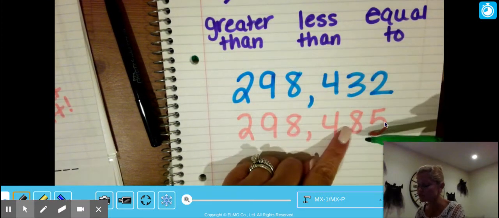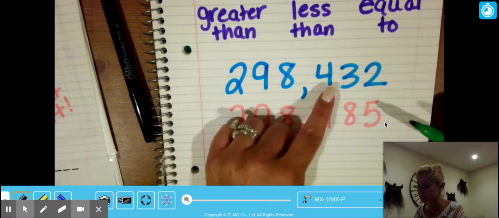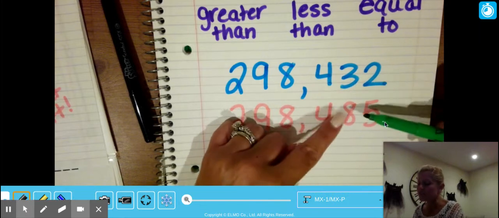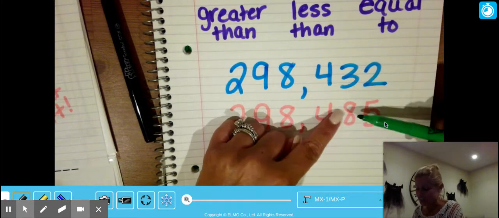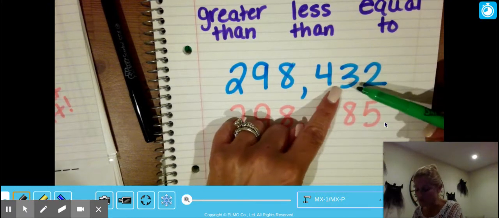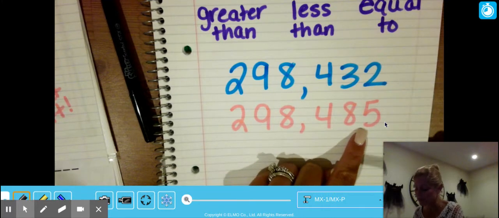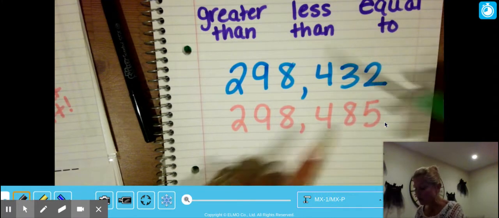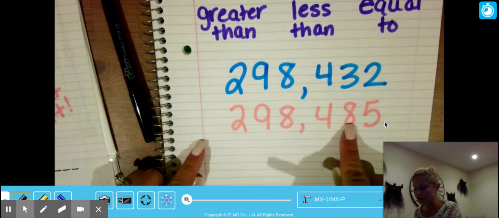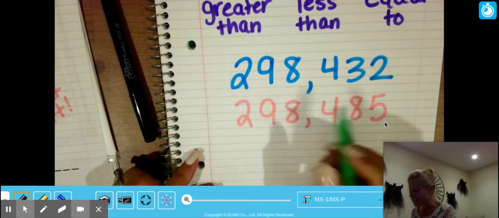So now I'm moving over to the tens place. I have a 3 and an 8. Yay, it's the first place that they're different. I'm so excited. I can finally compare. There's a 3, there's an 8. An 8 is clearly greater than a 3. Therefore, I don't even need to go any further. Who even cares about my ones place? I know that 298,485 is going to be greater than my other number.